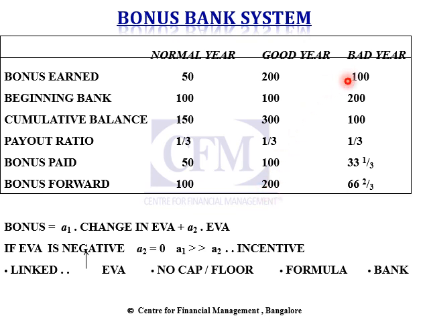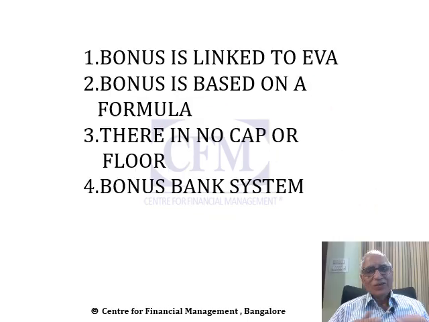When there is a bad year which begins with a beginning balance of 200 and the bonus earned during the bad year is minus 100, the cumulative balance is 100. The payout is 1/3. So bonus paid is 33 1/3 and the bonus that is carried forward is 66 2/3. From the cumulative balance, this much is paid, so this is carried forward. The idea of a bonus bank system is to moderate the swings in bonus payment and elongate the time horizon of managers. To sum up, the EVA-based incentive compensation system has 4 features.